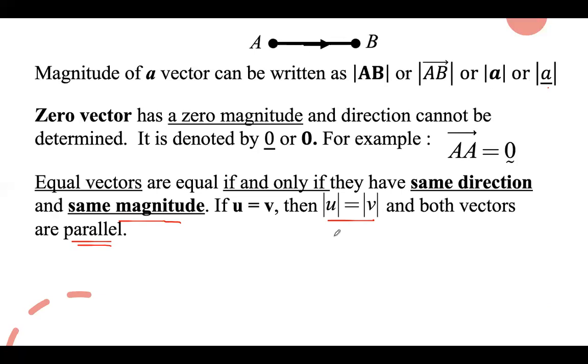So equal vectors, in short, means the two vectors have the same magnitude, are parallel, and are in the same direction. They must be exactly equal. So vector AB and CD are equal because the magnitudes are the same, meaning the lengths of AB and CD are the same, and the directions are the same, and they are parallel.